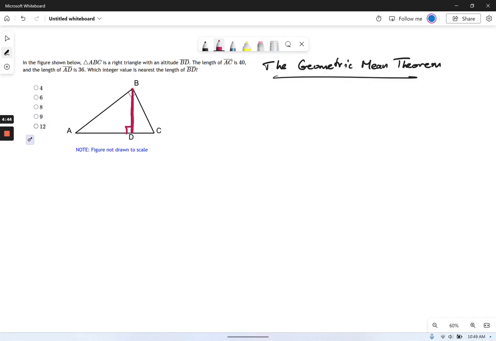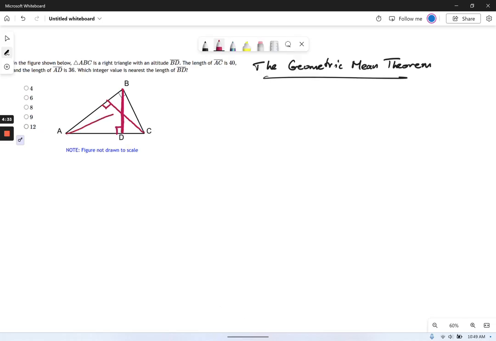It actually doesn't even need to be vertical. You could have another altitude that looks like this, going from C to the line AB and intersecting with it at a right angle. That would also be an altitude, and there's another altitude this way if you want to draw it like that. But the altitude I'm going to focus on is the one that's drawn for us in this picture. Now, when you drop an altitude in a right triangle, it creates similar right triangles.